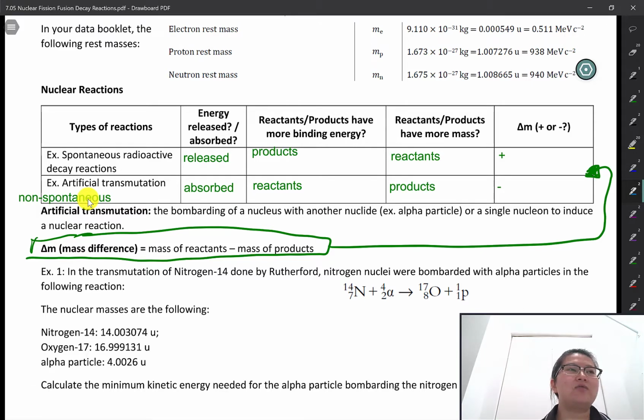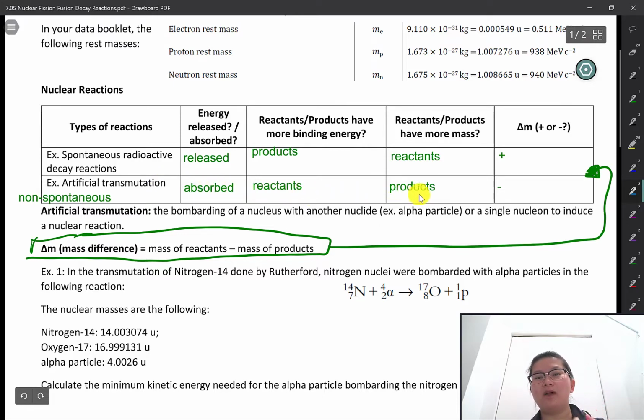On the other hand, if a reaction doesn't occur naturally, it means that the reactants are already very stable. You have to put in energy to kickstart the reaction itself. So energy has to be given to it, and energy is absorbed by the system. Sometimes we call this artificial transmutation or a non-spontaneous reaction.